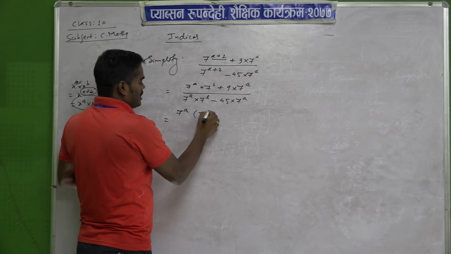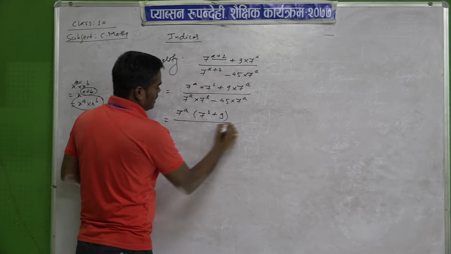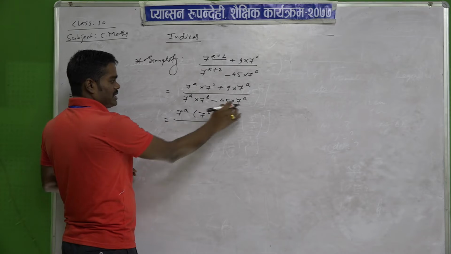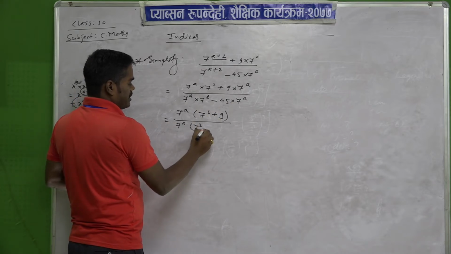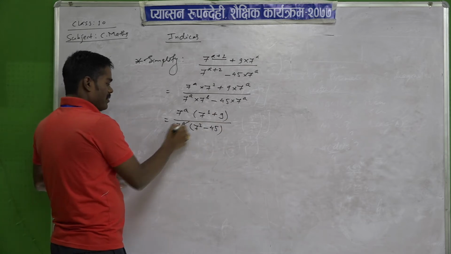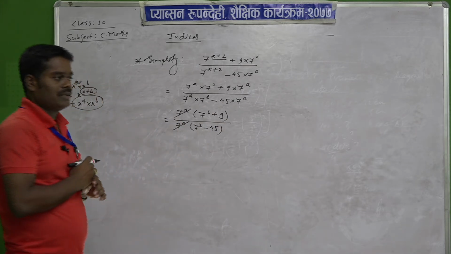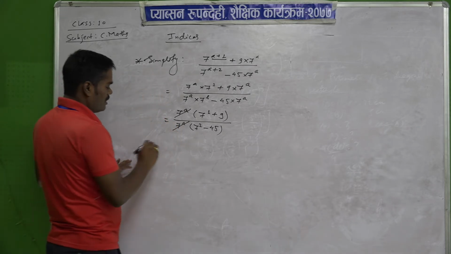So what is left here? 7 power 1 plus 9, and then in the denominator 7 power a is common. So take it common. What is left? 7 power 2 minus 45. So this 7 power a and 7 power a we can cancel, being the common factor up and down.